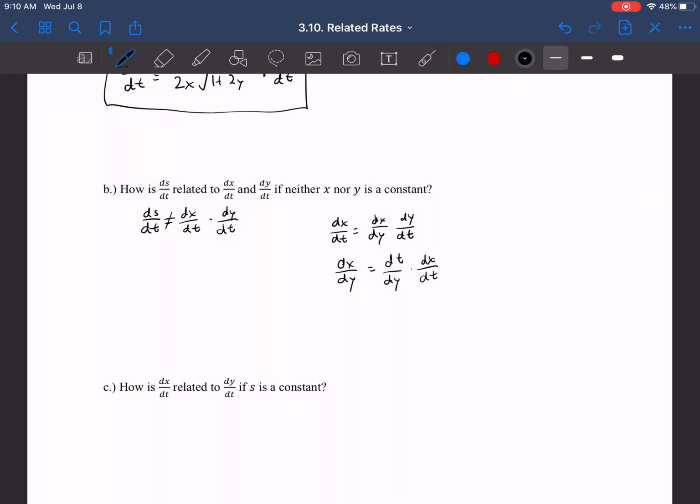All right, fix that d a little bit. And this was a times. Okay, so dx/dy is dx/dt. Hopefully you can see what I did there.